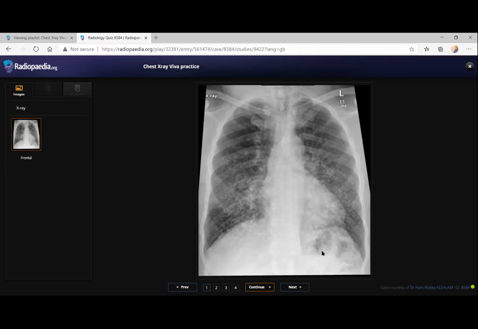Okay, so what will you do? I would refer this patient further for a CT of the neck, chest, abdomen, and pelvis for further evaluation. And also, I will ask for a neck ultrasound to rule out the presence of a thyroid malignancy, which would give this pattern of miliary shadow metastatic nodules in the lung.